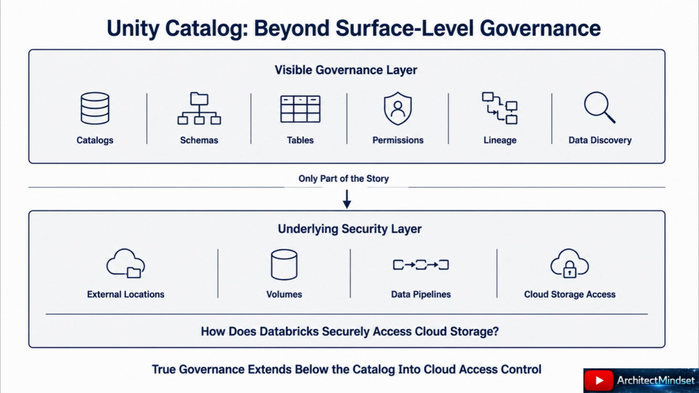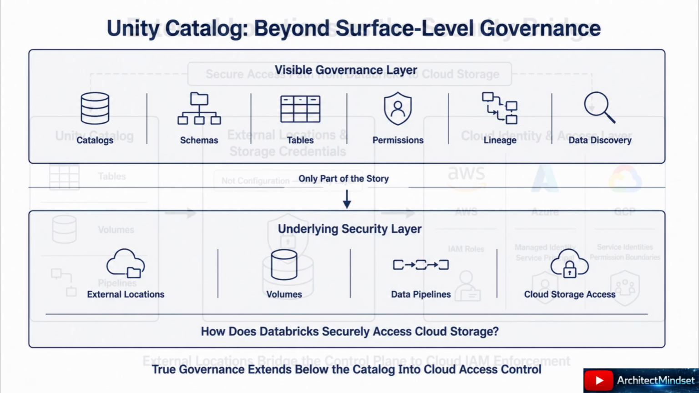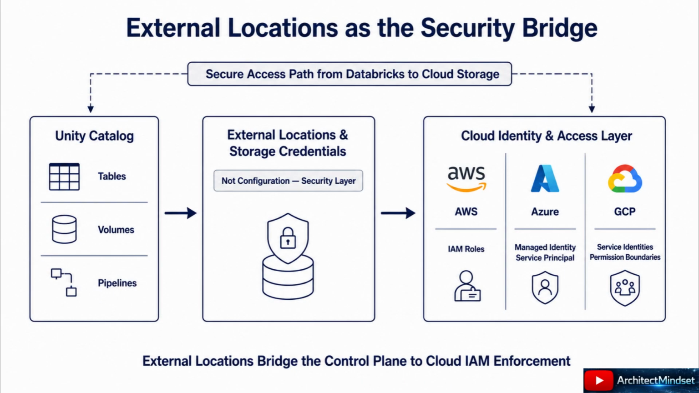When most people talk about Unity Catalog, the conversation usually starts with catalogs, schemas, tables, permissions, lineage, and data discovery. Those are important, but they are only part of the governance story. Beneath every governed table, every external volume, and every data pipeline, there sits a more fundamental question. How does Databricks securely reach the cloud storage where the data physically lives? This is where external locations and storage credentials become critical.